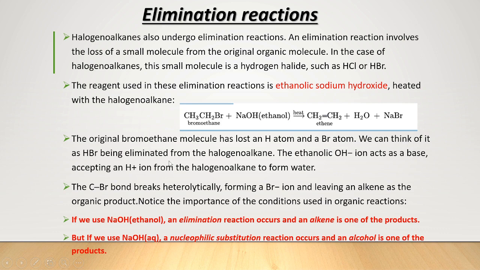Elimination reaction. In the elimination reaction, if we use ethanolic NaOH, there is a formation of ethene. Basically, in this reaction, there is the removal of one hydrogen and one bromine, like this. There is a formation of water and sodium bromide. But if we are using aqueous solution, then there is a formation of alcohol. So it is clear this is the elimination reaction.